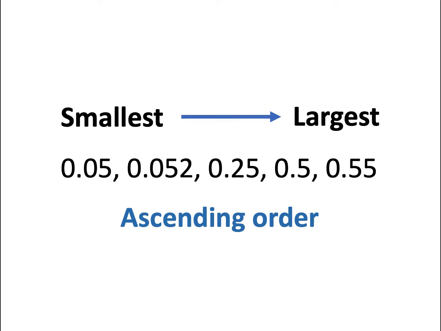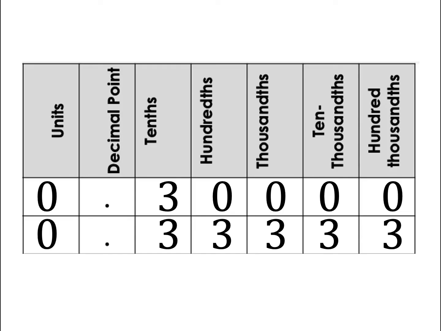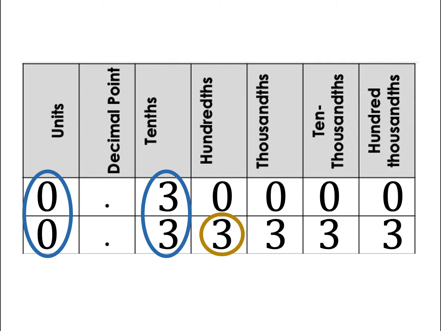Which decimal is larger? 0.3 or 0.3 recurring? 0.3 recurring is larger because, comparing the place values, they both have the same tenths value, but 0.3 recurring has a 3 in the next place value. In fact, it has 3s going on forever, while 0.3 has a placeholder of 0.